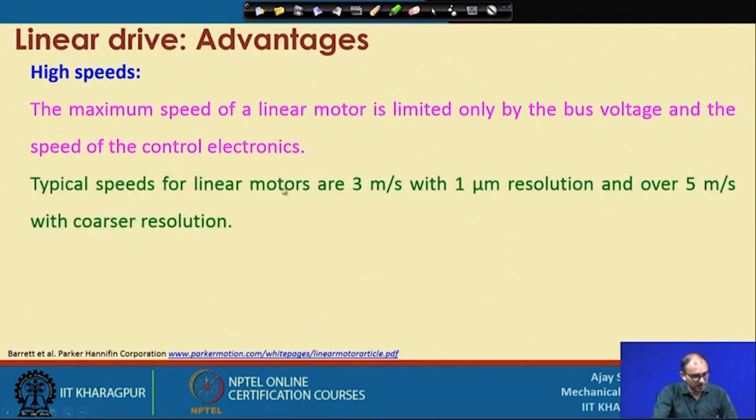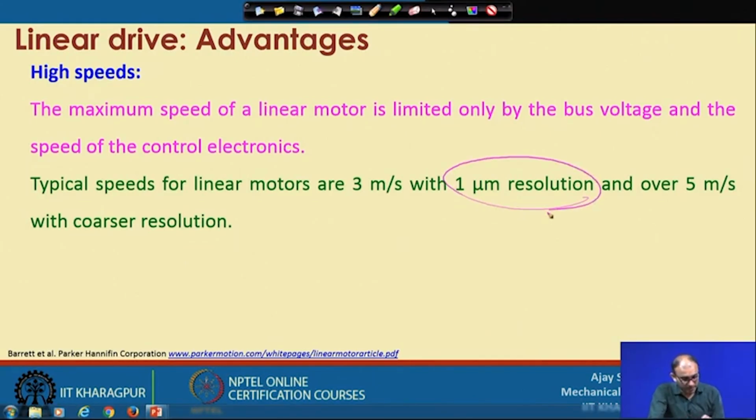The typical speed of the linear motor is 3 meter per second with a 1 micron resolution and over 5 meter per second for the coarser resolution, because we have seen earlier that everything depends on the resolution. If you have a higher resolution, moving very fast is a problem, because again you have to do the signal processing at such a high rate.